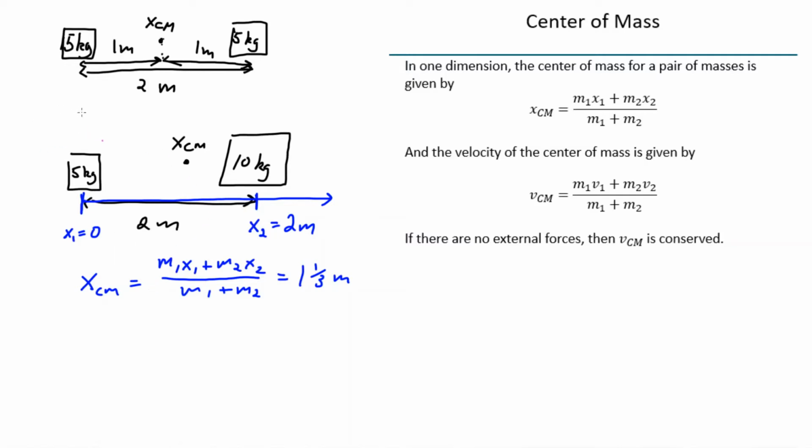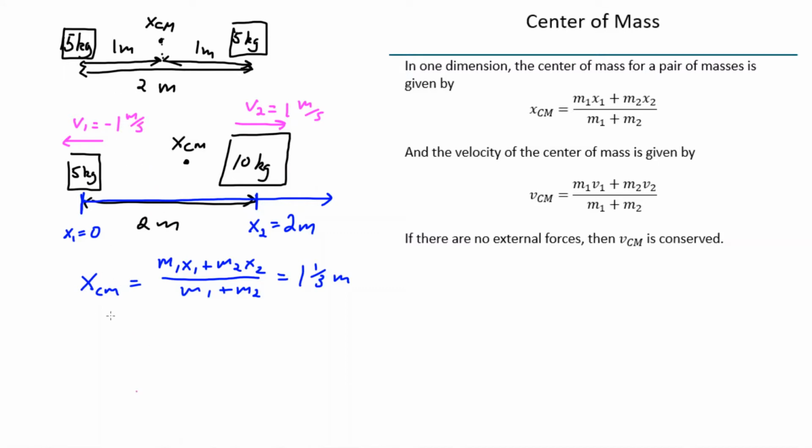So let's just say in this case, this mass here is going to the left with a velocity v1 equals 1 meter per second. And this mass here is going to the right with a velocity v2 equals 1 meter per second. And the way I'm defining my coordinates here, I should make this velocity negative, since it points in the negative x direction. So this should really be negative 1 meter per second.